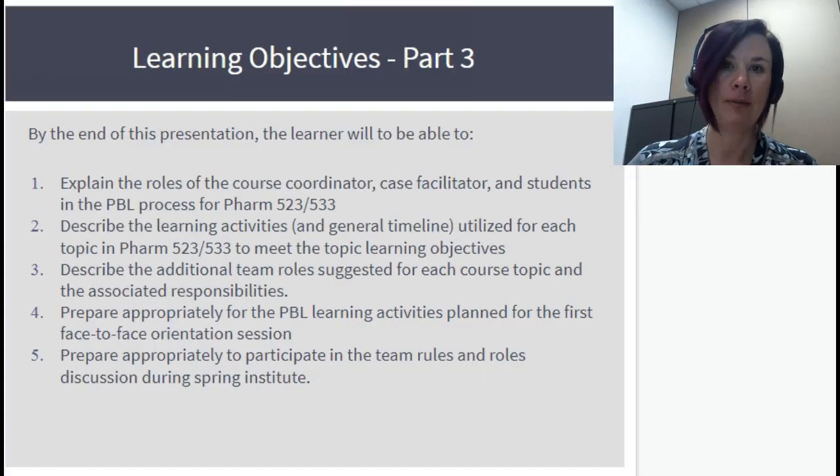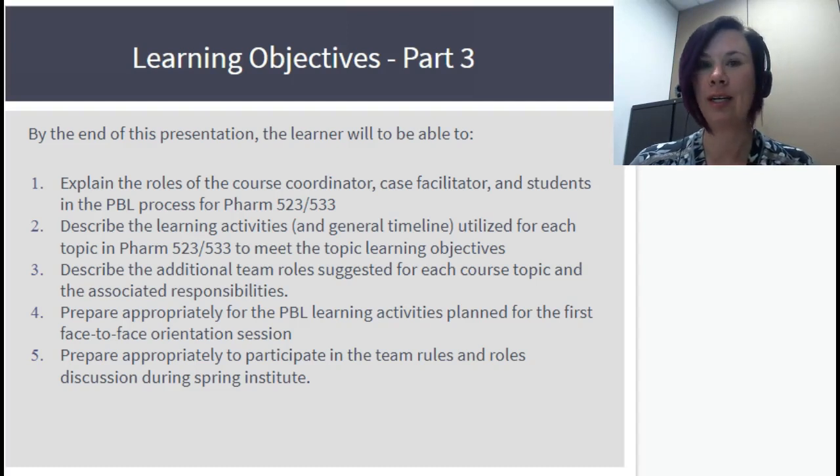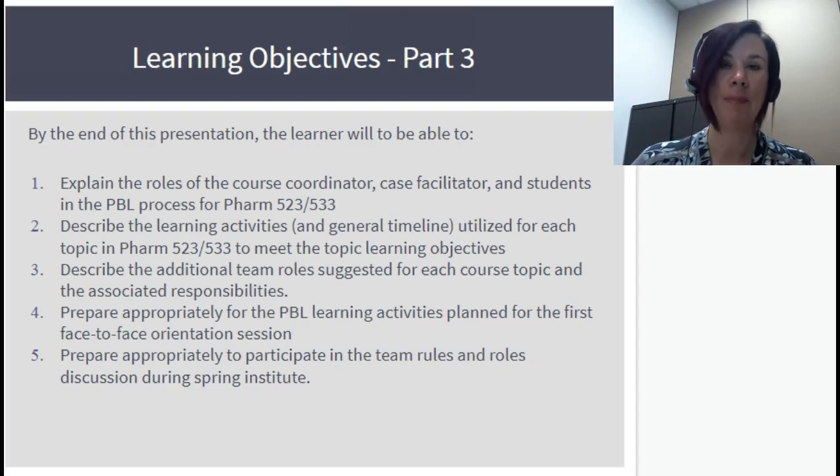For learning objectives, by the end of this session, I am hopeful that you will be able to explain the roles of the course coordinator, case facilitator, and students in the PBL process for Pharm 523 and 533. Describe the learning activities and general timeline utilized for each topic and meet the topic learning objectives. Describe the additional team roles suggested for each course topic and the associated responsibilities.